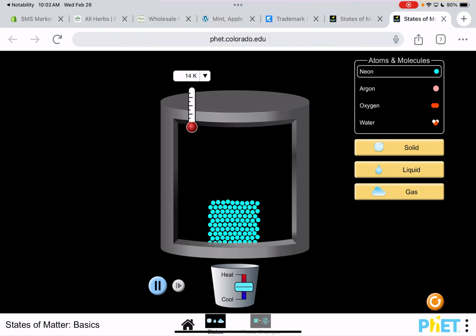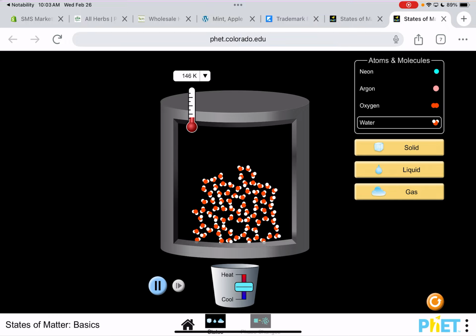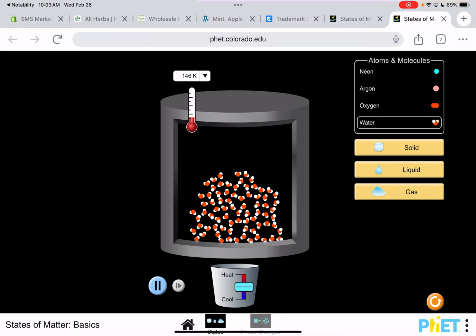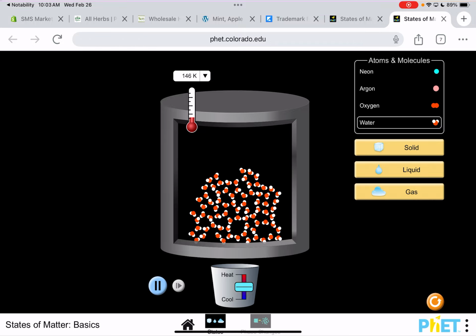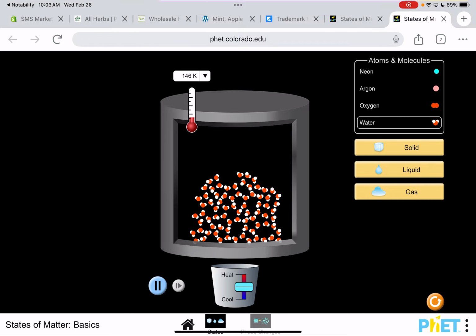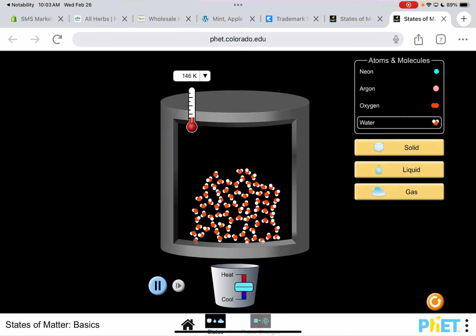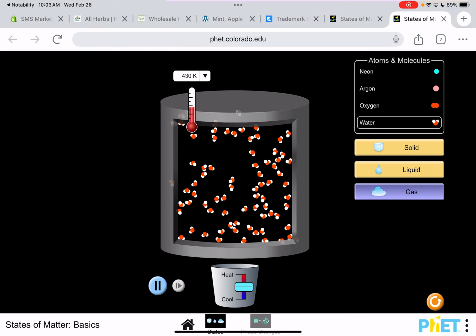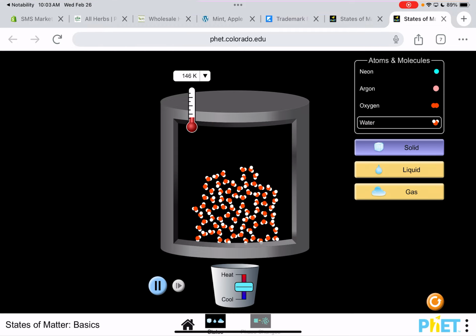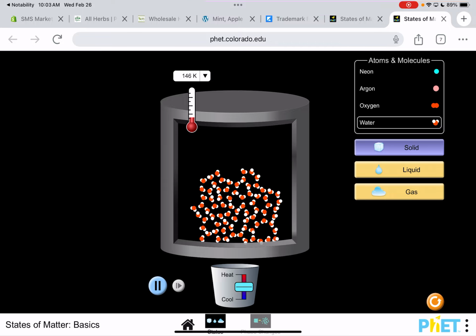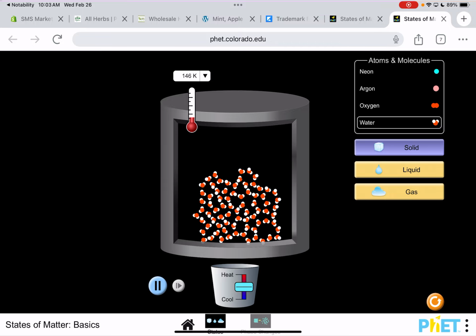So a solid, let's do water actually, is very ordered and structured, and stays in a particular shape. The molecules are still moving around, vibrating, but not in a way that separates the molecule from its neighbors, okay? Once we start to warm it up, so this was at 146 Kelvin, so plus 273, we're talking about more than 100 negative Celsius, okay?